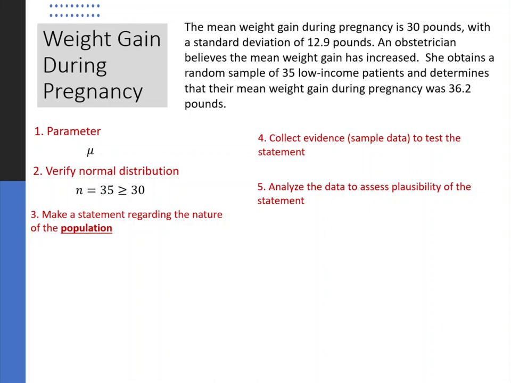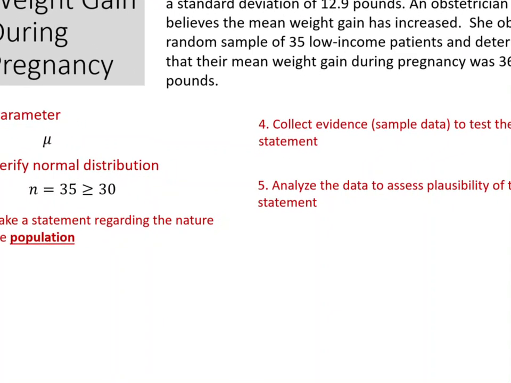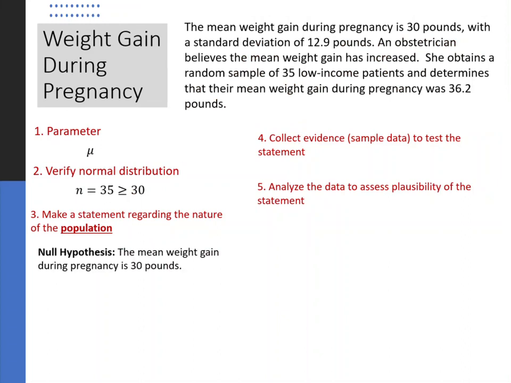Now it's time to make a claim or make a statement regarding the population. The null hypothesis is that statement we assume to be true about the population. So in this example, we see that the null hypothesis that we're going to make the claim about says that the mean weight gain during pregnancy is 30 pounds. So our null hypothesis, which is always that statement that we assume to be true, we're going to assume, okay, the average weight gain is 30 pounds.